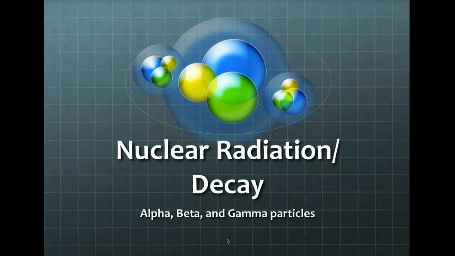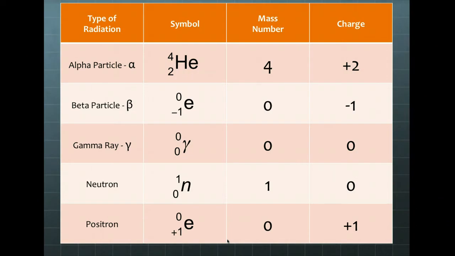Okay, for this video we're going to talk about nuclear radiation and decay, specifically alpha, beta, and gamma particles. And here's a table that shows the alpha, beta, and gamma particles and their symbols. You see that an alpha particle is a helium nucleus, with a mass number of 4 and an atomic number of 2, along with beta and gamma, neutron and positron particles. And there's a video here that I want you to see that's going to explain this.